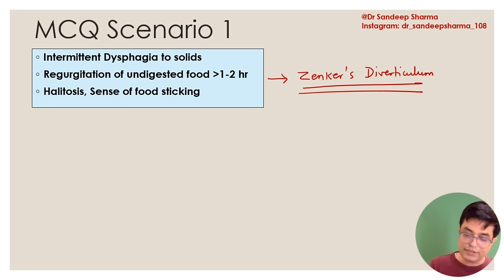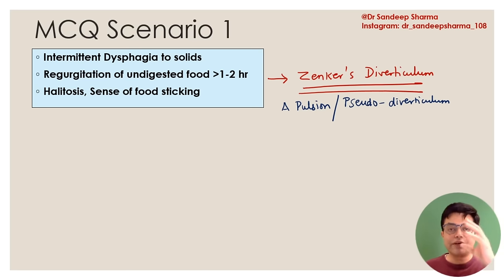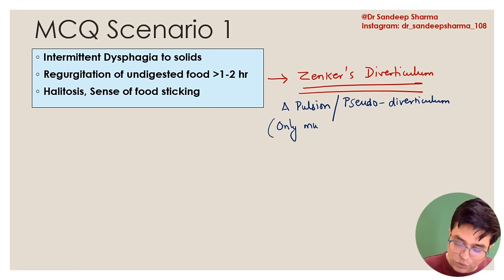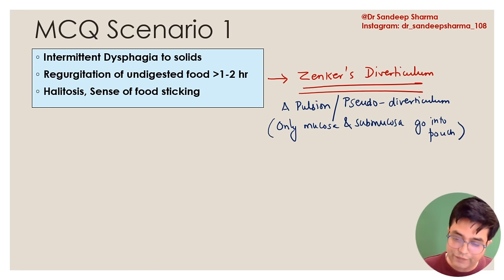Zenker's diverticulum is considered to be a type of pulsion diverticulum, also called a pseudo diverticulum. Pseudo means it is not an actual diverticulum. I hope you know that in a true diverticulum all the layers of the gut wall are herniating, outpouching. In case of Zenker's diverticulum, only mucosa and submucosa are herniating. They go into the pouch. There is no muscularis and there is no adventitia in most patients, and that is why it is called a pulsion or pseudo diverticulum.